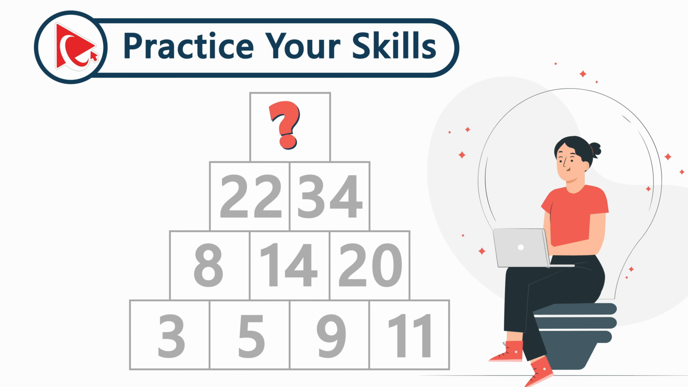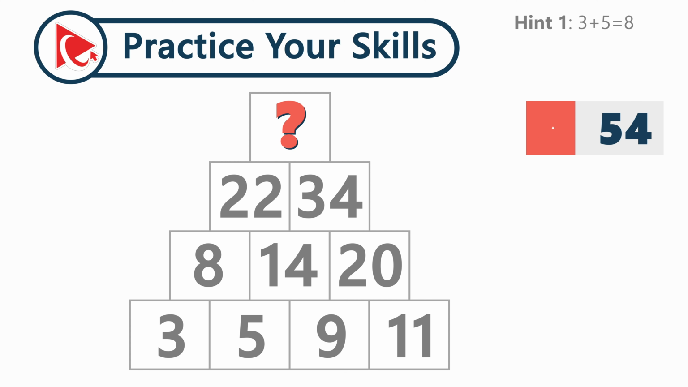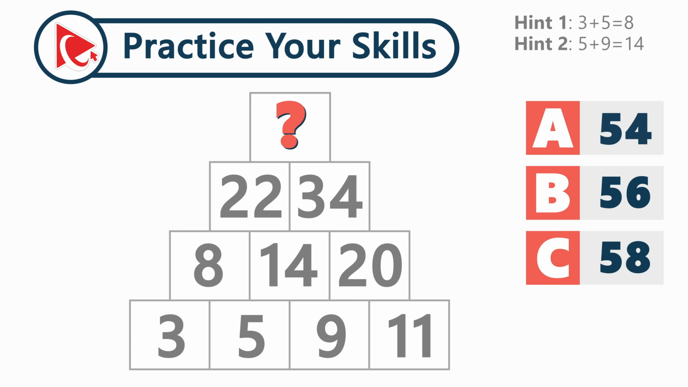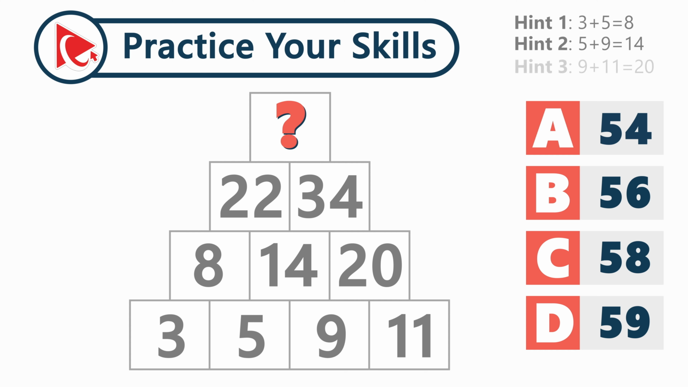Here's the brand new question for you to solve. Take a look at this pyramid, which has numbers 22, 34, 8, 14, and 20, and then the bottom row has numbers 3, 5, 9, and 11. Your choices for the answers are choice A, 54, choice B, 56, choice C, 58, and last but not least, choice D, 59. Please take as much time as you need to solve this question and reinforce your learning.